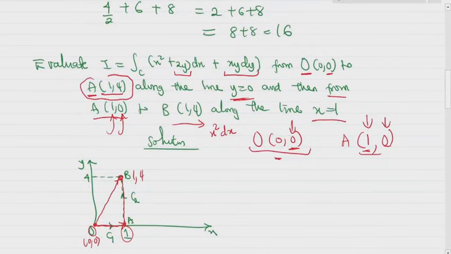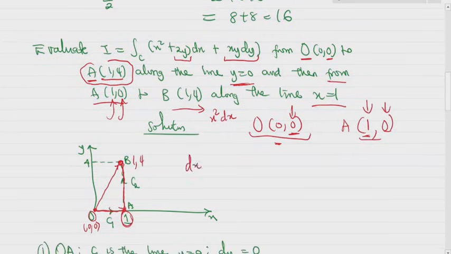You can see it's a straight vertical line. X is not changing. X is constant. It is 1. So dx is 0 in this case. dx is equal to 0. But y is changing. So your integral will be from what? From y1, which is 0, to y2, which is 4.